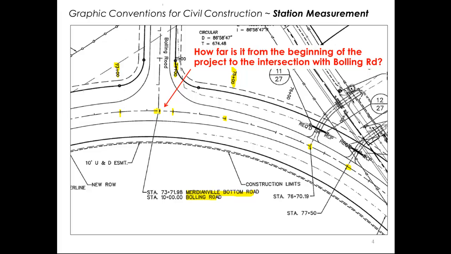So the question is, we have this major intersection, Bowling Road and Meridian Bottom Road. How far away is this point from the beginning of the project? That answer is right here in the stationing. Station 73 plus 71.98, which tells us it's 7,371.98 feet from the beginning, from station 0 plus 00. Note also that Bowling Road has its own set of stations. In this case, it begins with 10 plus 00 right here, 10 plus 50, and here's 11 plus 00.